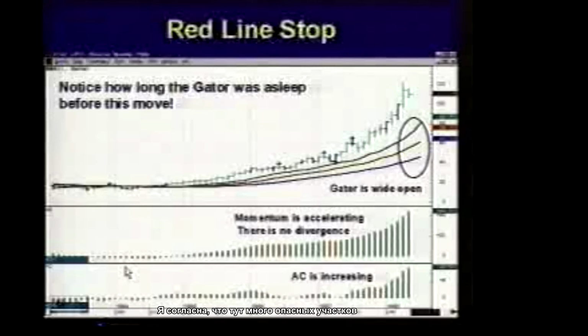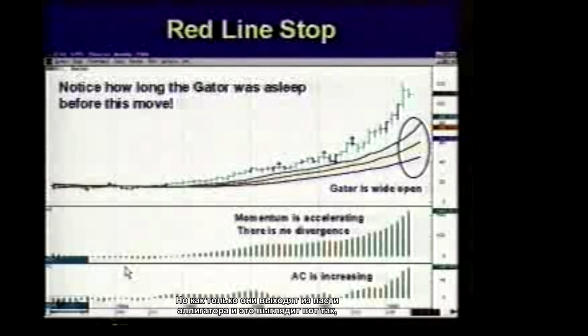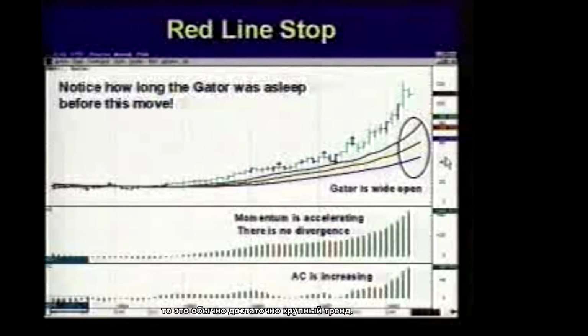Now granted, there are a lot of whipsaws in there if you don't have a good technique to avoid that choppy area, but once it comes out of the mouth and you see the Gator open like this, usually it's quite a big trend. Nice move, someplace that you definitely want to be.